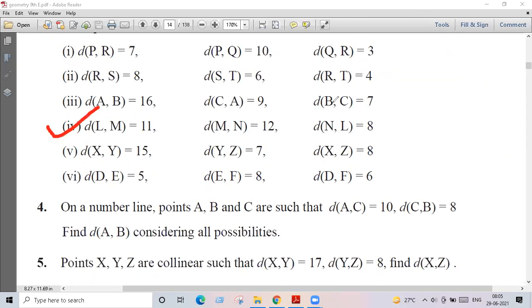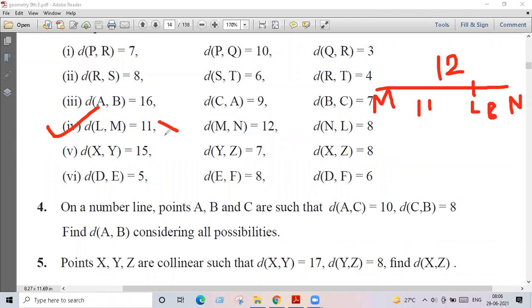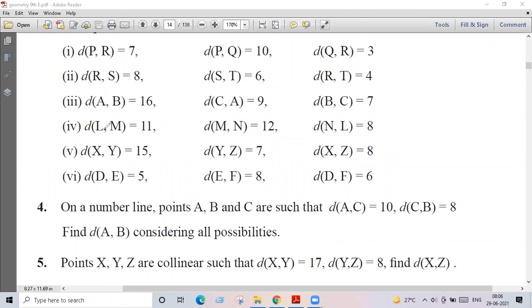The fourth one: LM, MN and NL. MN is 12. MN is total 12. LM is 11. So LM is 11. So LN should be 1, but it is 8. Therefore, these are not collinear points. These are non-collinear points.